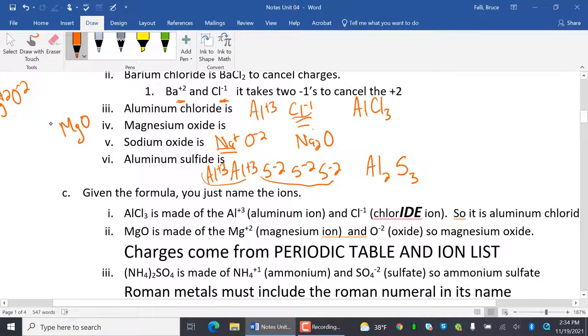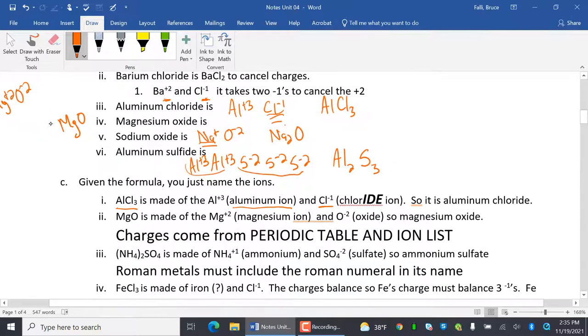There you go. What if we give you the formula? If I give you AlCl3, you just name the parts. Al, aluminum. Cl, remember it's got to end in ide, if it's just one element, so it's aluminum chloride. MgO, magnesium. O, just one thing by itself, oxide, magnesium oxide. Charges come from the periodic table and the ion list.